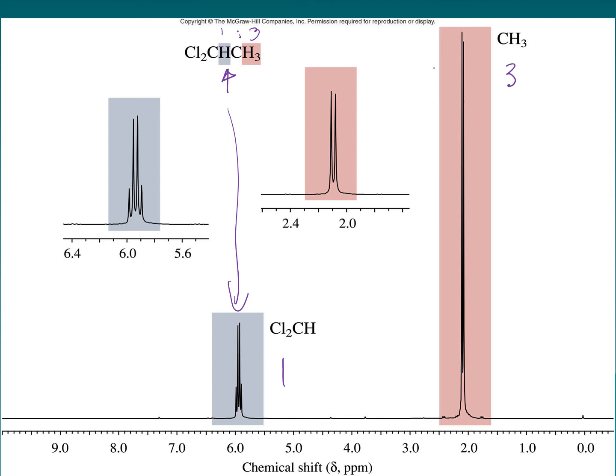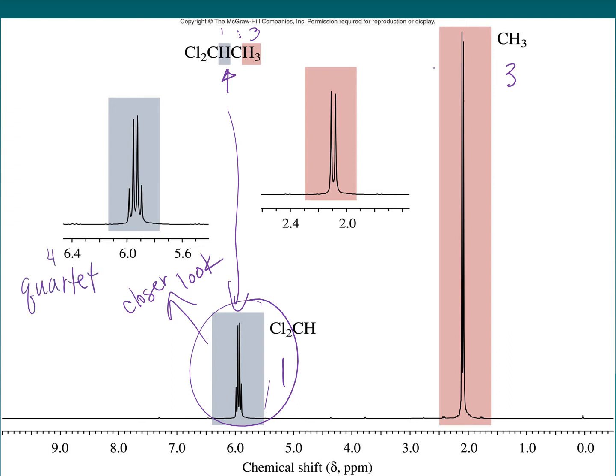Now, what they did is they took this signal and they blew it up. Okay, so this is just a closer look. In this closer look, we see that there's 1, 2, 3, 4 peaks. So this signal is coming from 1 hydrogen, but it's split into 4 peaks. That's called the splitting pattern. When there's 4 peaks, it's called a quartet, because there are 4 peaks in this signal.